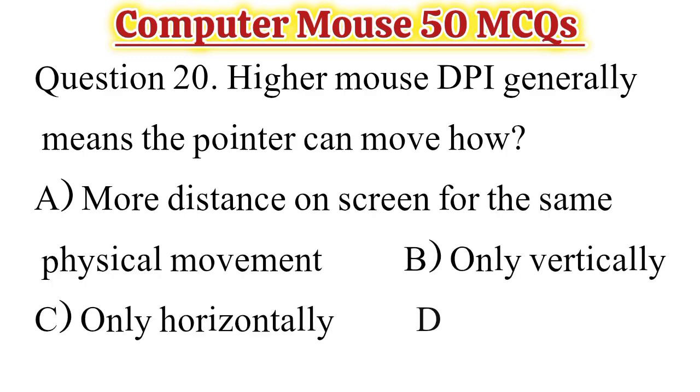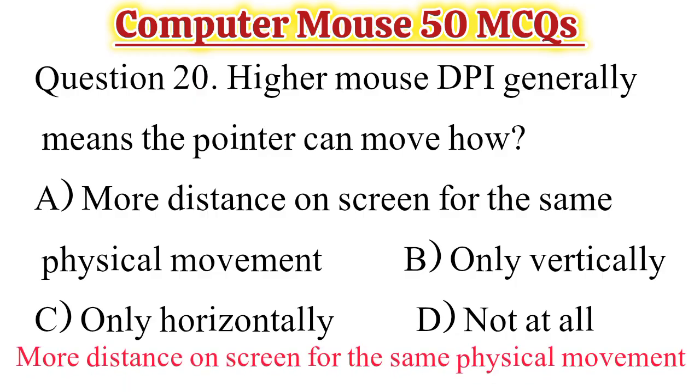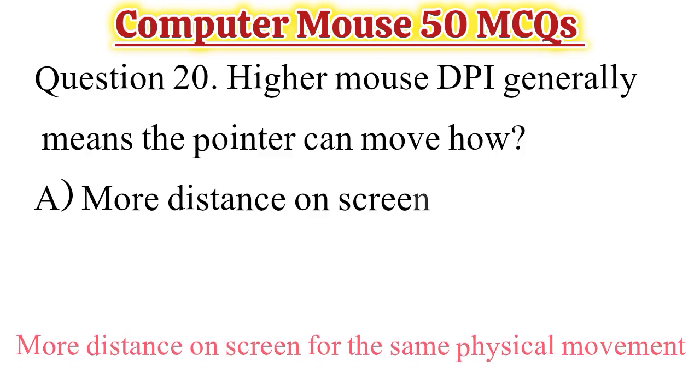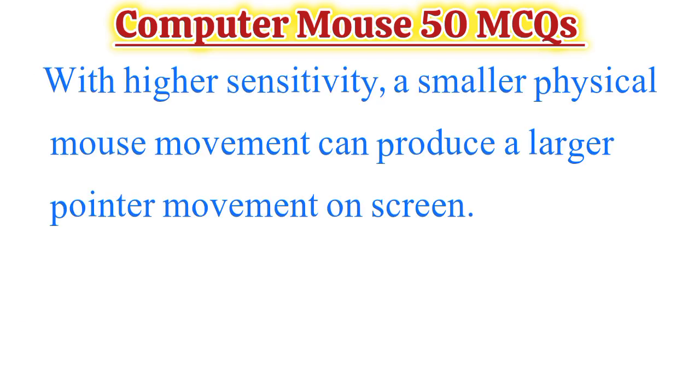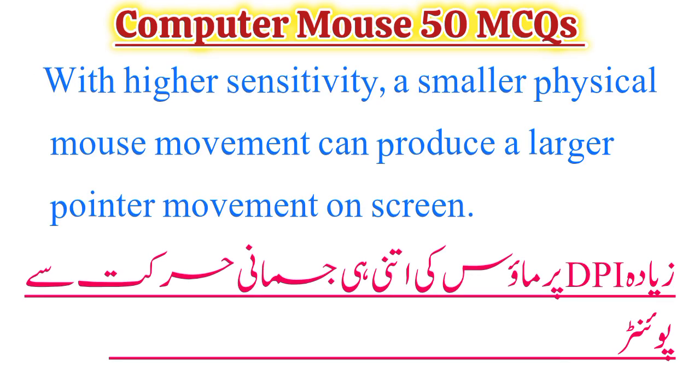20. Higher mouse DPI generally means the pointer can move how? A. More distance on screen for the same physical movement. B. Only vertically. C. Only horizontally. D. Not at all. Answer: A. More distance on screen for the same physical movement. With higher sensitivity, a smaller physical mouse movement can produce a larger pointer movement on screen.